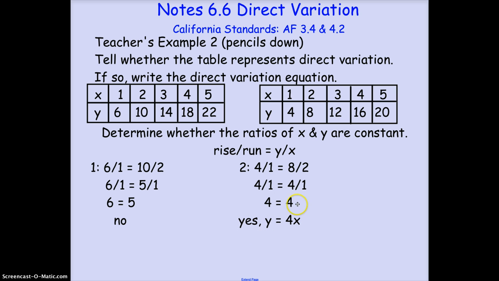And my constant is whatever it reduced to. And this is where it's so important that you have your fraction right side up. If you had it upside down, your answer would have been y equals 1/4 x, and that would be incorrect. So remember, your slope is always your rise over your run.